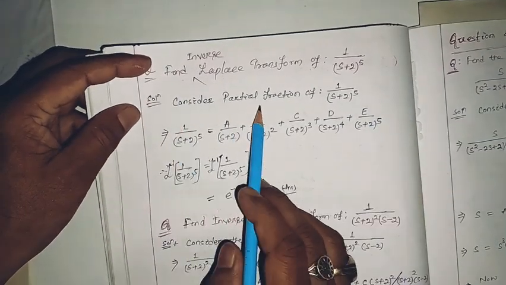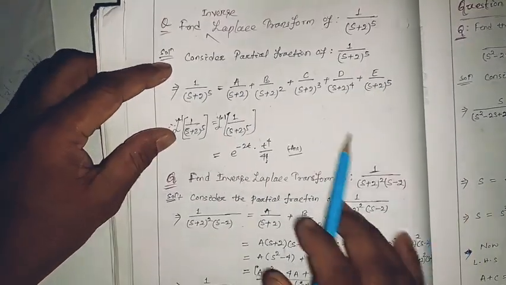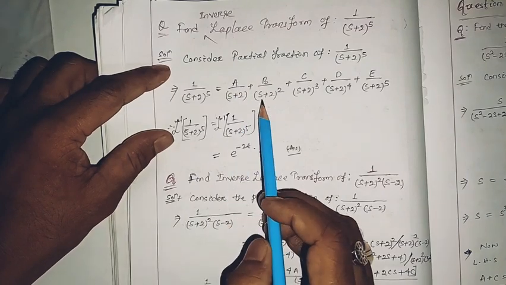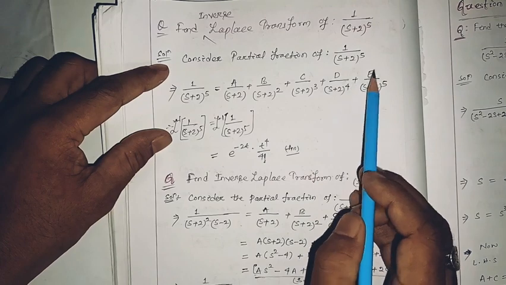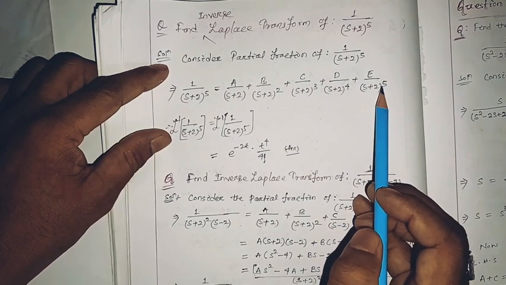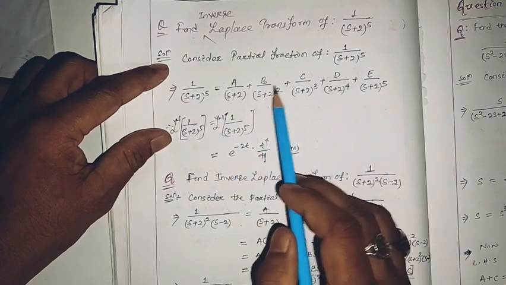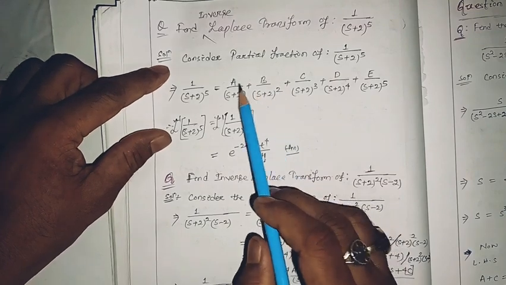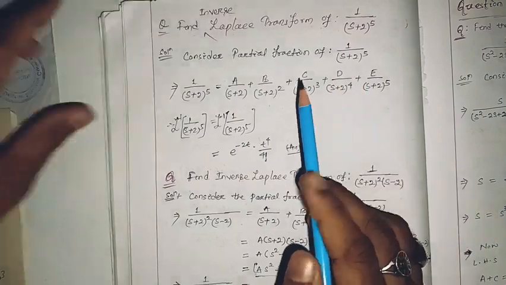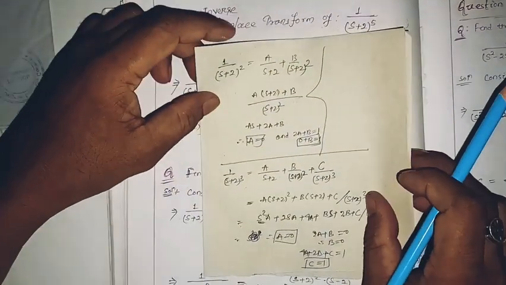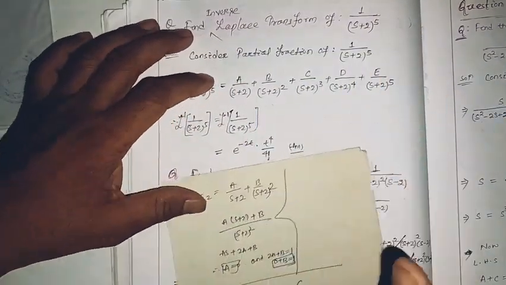So if we consider the partial fraction of this one, it can be written as A by (s plus 2), B by (s plus 2) square, plus C by (s plus 2) cube, plus D by (s plus 2) to the 4, plus E by (s plus 2) to the 5. If I solve it, we find A, B, C, D are all 0 and E will be 1. Here I simply state it, because if I solve it, it is so large.